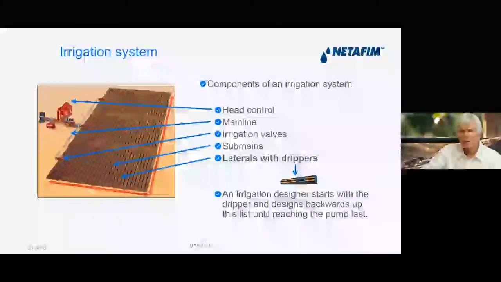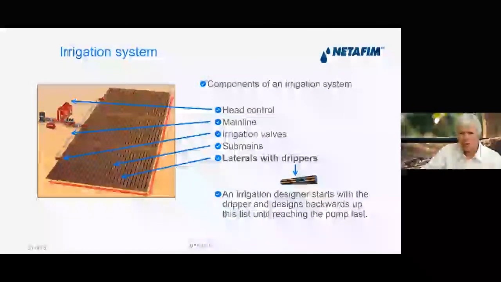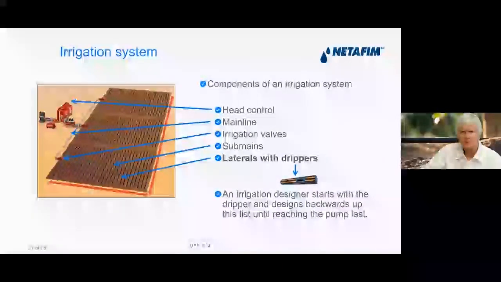The components of an irrigation system comprise a head control, followed by a main line, followed by irrigation valves, and then we've got sub-mains, and then we've got laterals with drippers in them. Now, an irrigation designer, when he starts a design, starts with the dripper, and he designs backwards up this list until he gets to the pump at the very end. So we work backwards when we design an irrigation system.